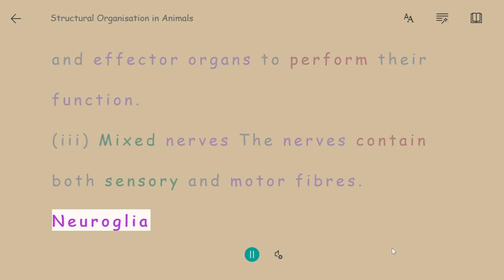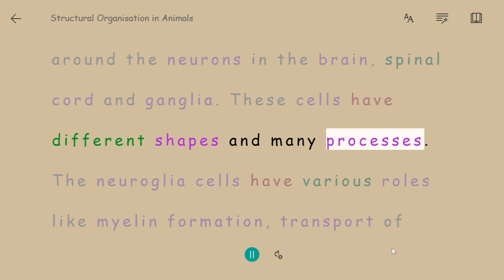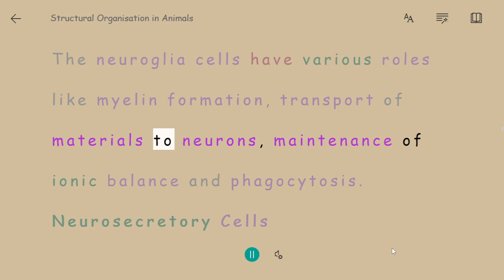Neuroglia. The neuroglia or glia cells are supporting cells which form a packing around the neurons in the brain, spinal cord and ganglia. These cells have different shapes and many processes. The neuroglia cells have various roles like myelin formation, transport of materials to neurons, maintenance of ionic balance, and phagocytosis.